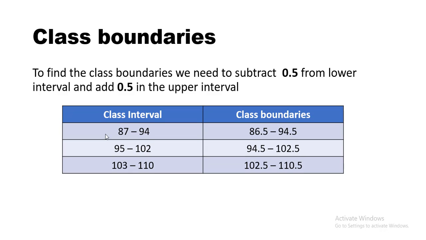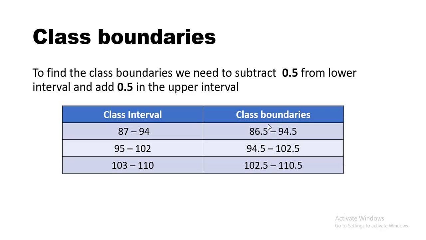See, these were my classes from the previous example that we organized. In this, the first class lower limit is 87. If I subtract 0.5 from this value, the answer is 86.5. And if I add 0.5 to the upper interval, that is 94, the value I get is 94.5. So this is how you calculate a class boundary.